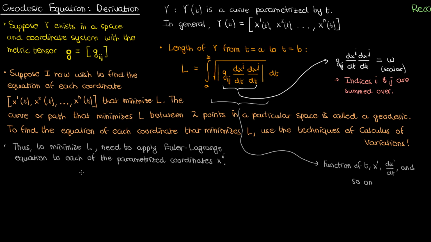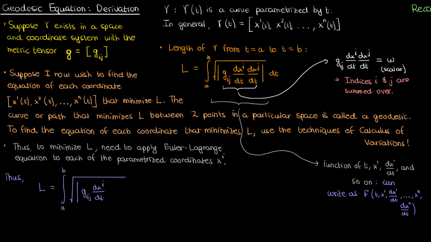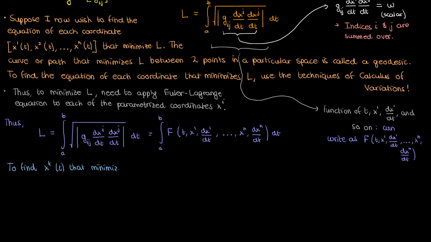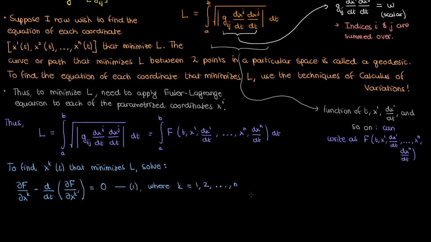parametrized coordinates. So in general, if I write the function I'm integrating in this length integral as capital F of t, x super 1, the t derivative of x super 1, all the way to x super n and its derivative, then if I want to find the coordinate x super k that minimizes this length functional, I would have to solve this Euler-Lagrange equation for x super k, where k is some free index that can be anything from 1 to n depending on the specific parametrized coordinate you're interested in. I'm going to call this equation 1.